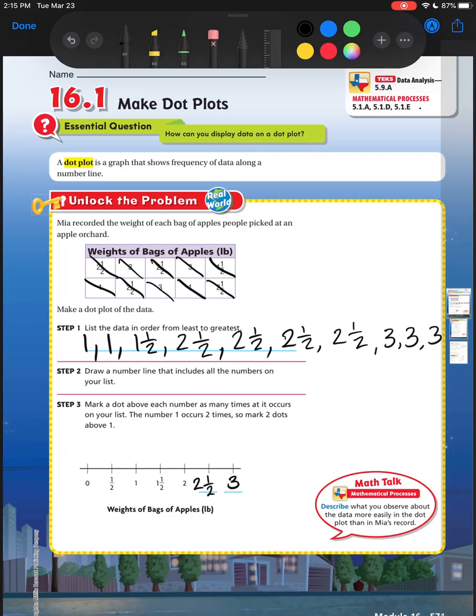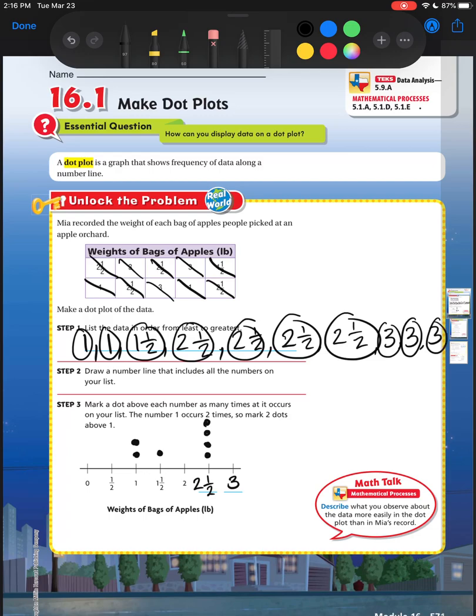And now, last but not least, we can put a dot above each number as many times as it occurs. Since 1 occurs twice, we can have 2 dots above 1. 1.5 occurs once, so we can have 1 dot above 1.5. 2.5 shows up 4 times, so we're going to have 4 dots above 2.5. And then 3 shows up 3 times, so we're going to have 3 dots above 3. And that is our dot plot.